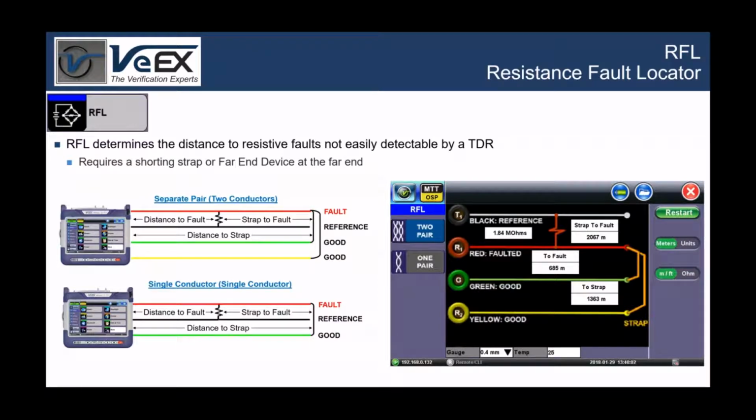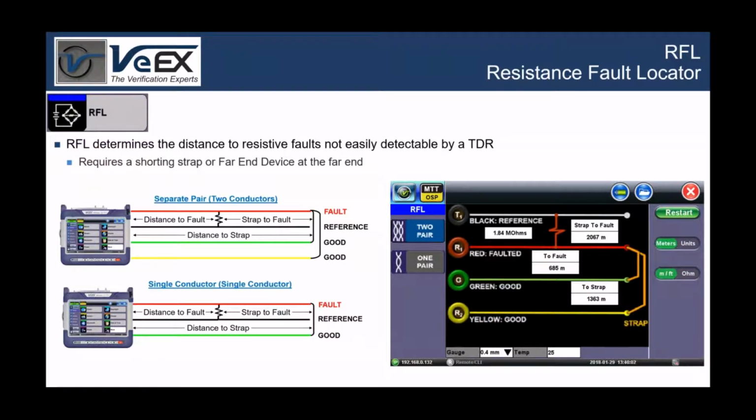The way it works is you connect to a known good conductor, or two if available. You connect also to the suspected conductor that has a fault, as well as the third conductor that's connected to that fault. So simply you follow the connection diagram that's presented on the test set. You short appropriately per the connection diagram at the far end using either a shorting strap or a far end device.